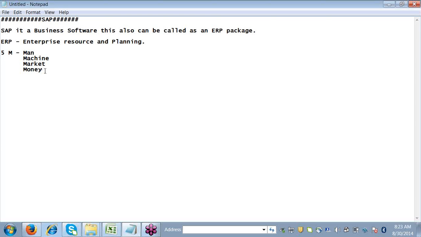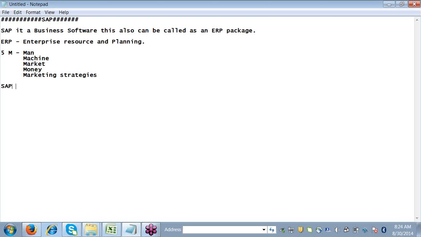Marketing strategies. So these are the five crucial elements in any organization. How can we optimally utilize these 5 M's in an organization? That is very important. For that reason, SAP has come up with a business software, that is SAP.